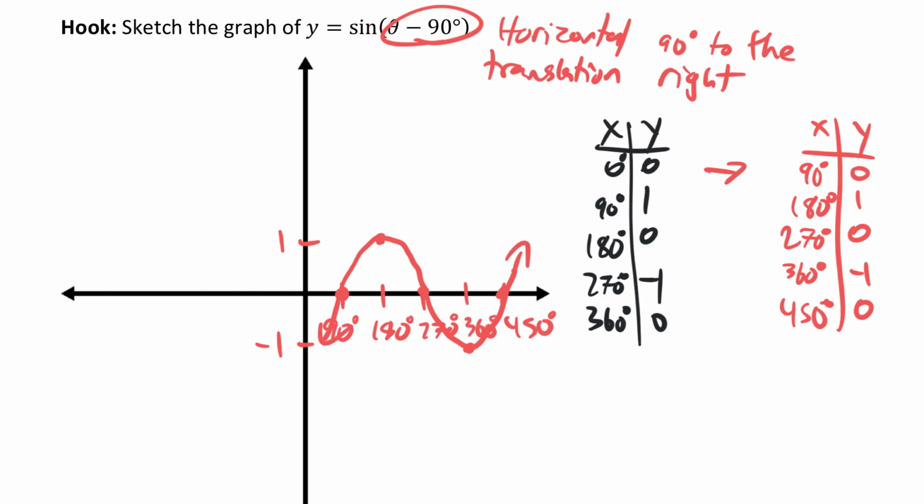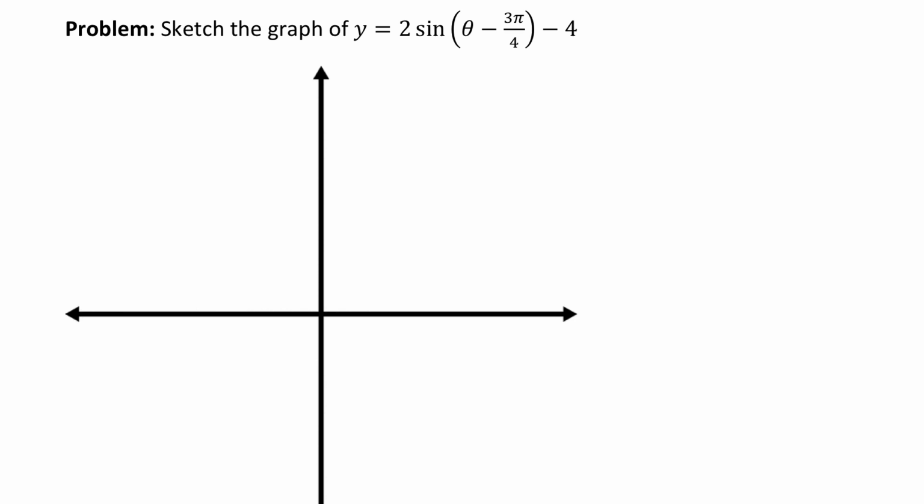So again, this is the same as before. Whether you're doing vertical or horizontal translations, you just take the base graph and you apply the transformations. Here again, if we want to be specific, it's the x values where we're going to add 90 degrees to them. And away you go. So let's go ahead and do another one.